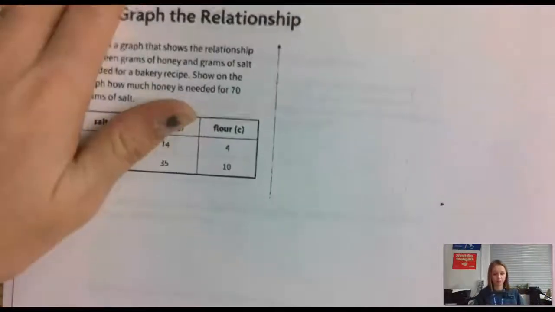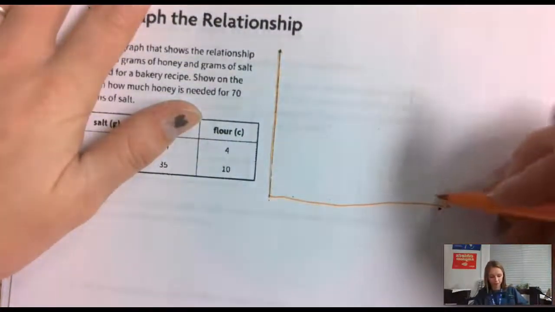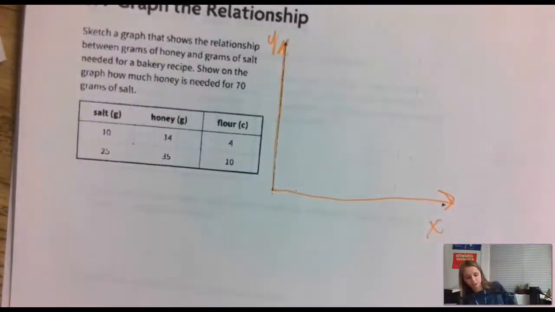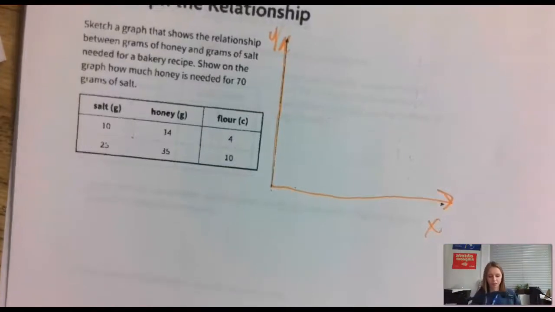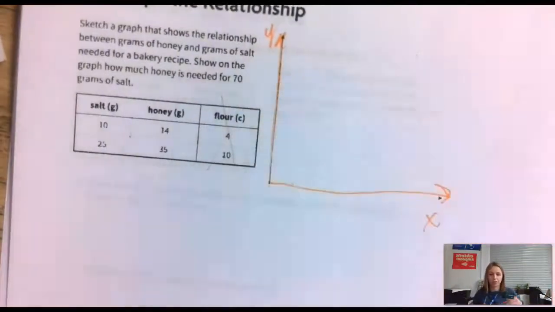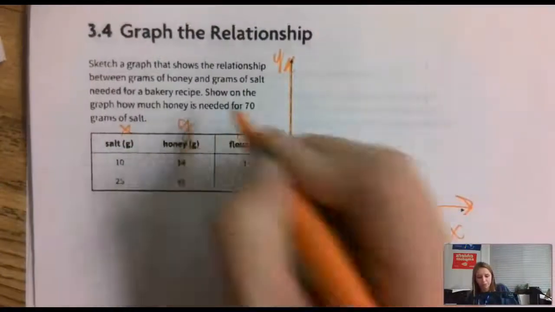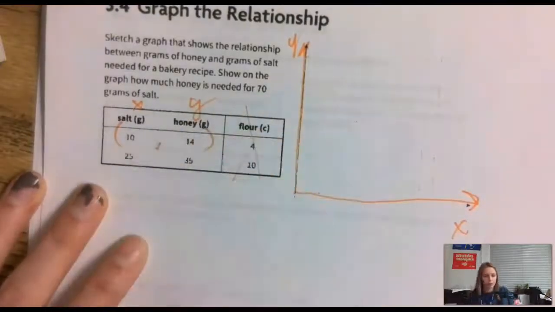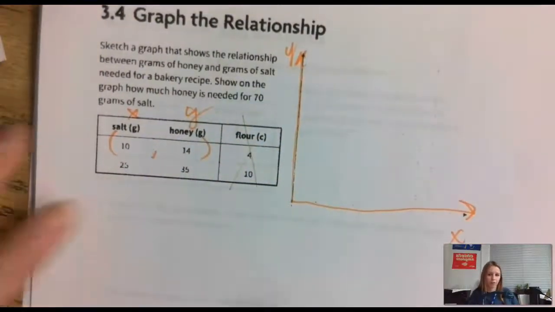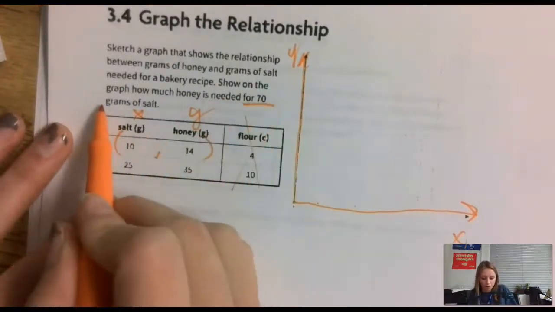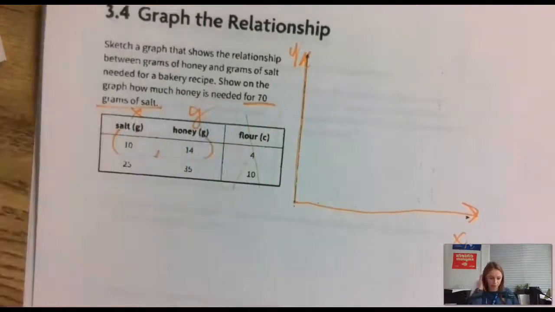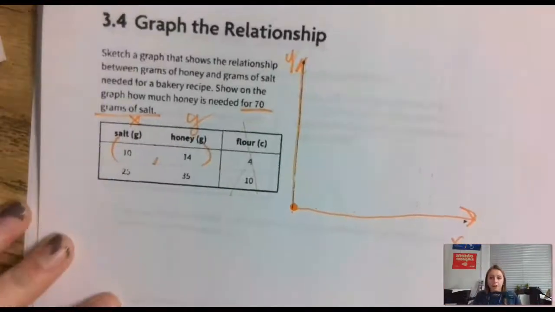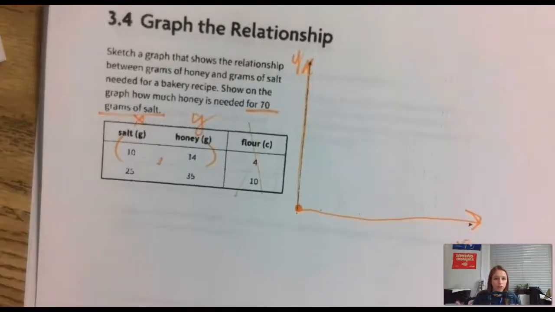Of course the graph didn't print here, so sorry about that. Here we go. It says we need to sketch a graph that shows the relationship between honey and salt. So we don't even have to pay attention to that. We can plot this point and then plot another, because ultimately we need to figure out how much honey is needed for 70 grams of salt. First off, our graph doesn't tell us that we start off with any kind of amount.